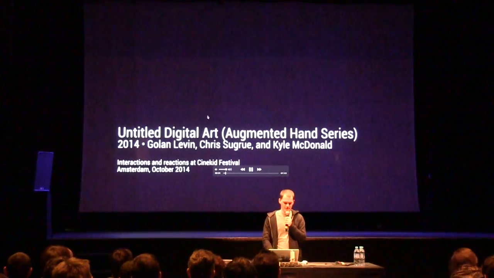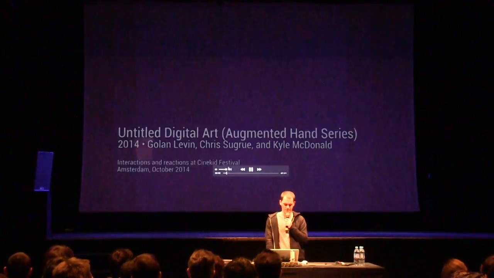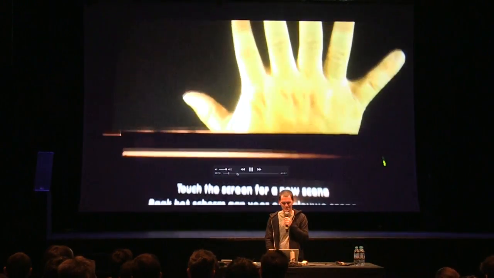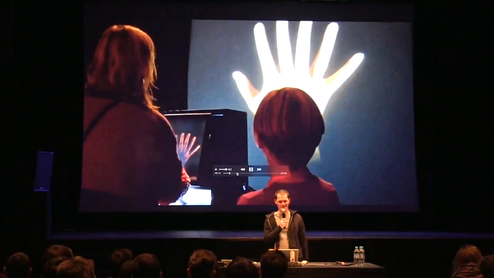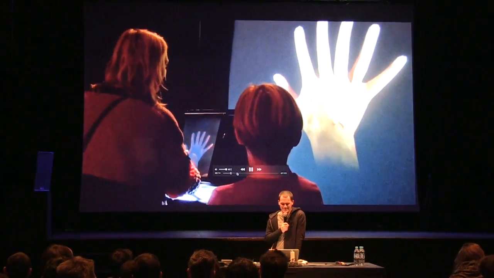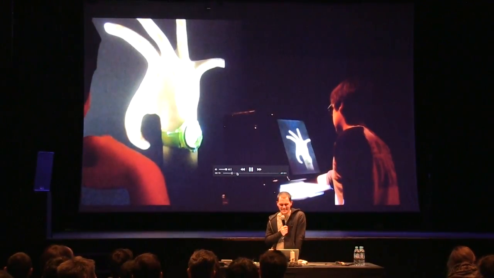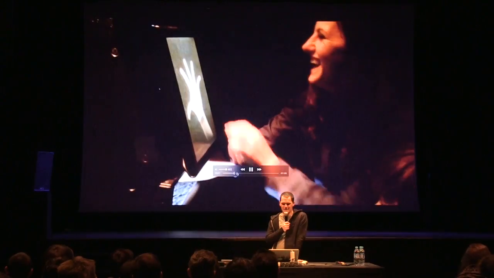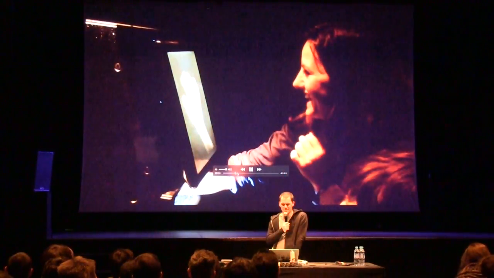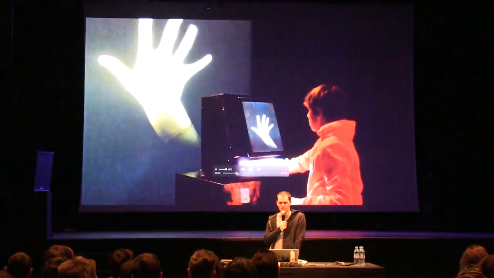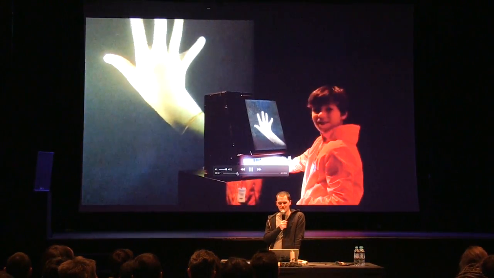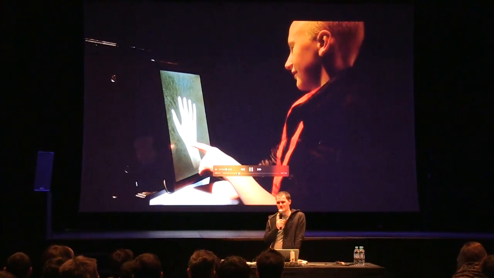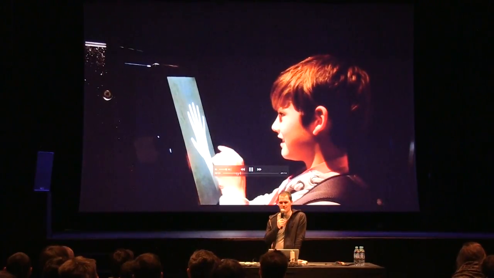This one was with Golan Levin and Chris Sugrue 2 years ago. Very simple box. This is a box you put your hand in. This is called Augmented Hand Series. But after you put your hand in, it starts doing strange things to your hand. This was inspired by some creepy hands that Golan saw when he was a kid in a museum. And I think it's been in his brain ever since, the idea of making something that turns your hand into those creepy hands.